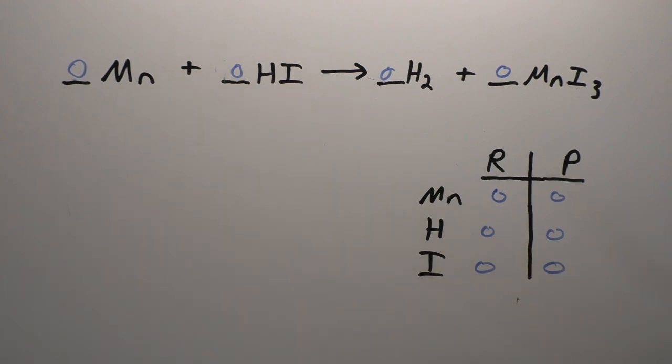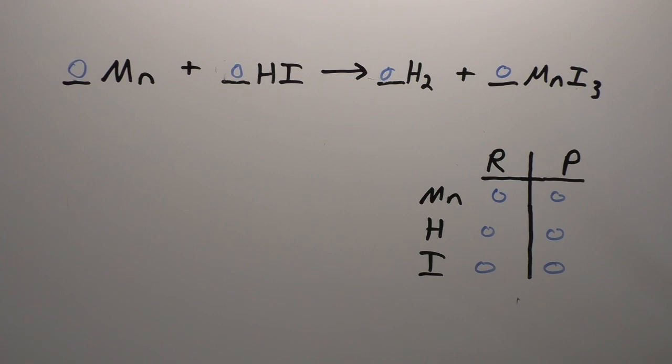The next thing that we're going to do is choose which element we want to start balancing. And remember, whenever you choose which element you want to start with, you want to go with an element that appears only once on both sides of the equation. In this case, all three elements, manganese, hydrogen, iodine, apply. They all appear only once on both sides of the equation. So really it's just a dealer's choice, whichever element you want to start with. I think I'm going to start with iodine.